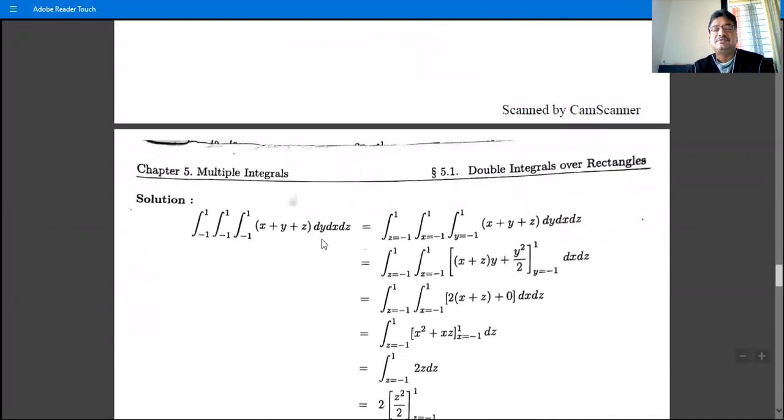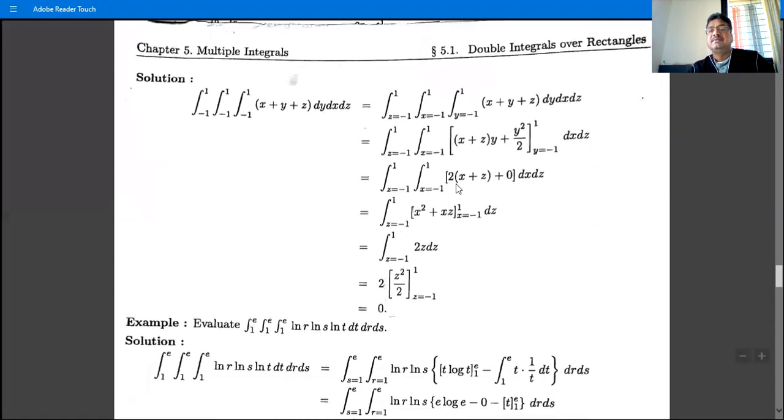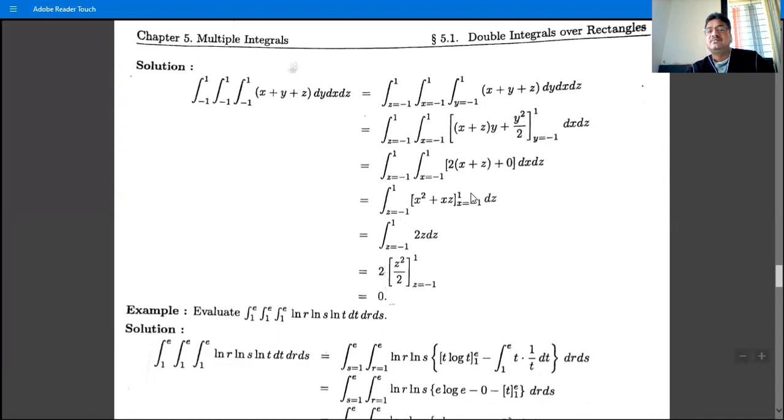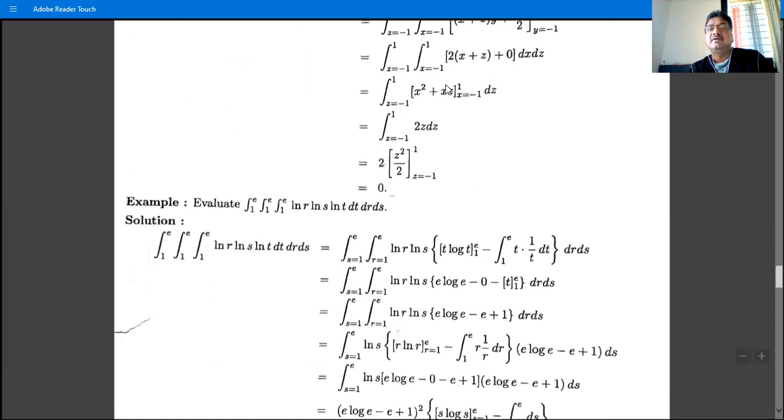With respect to y, the integration is this. With respect to y, x plus z is constant, and the integration of a constant is constant into variable. We have this answer, and then value at the upper limit, that is substitute y as 1, and then y as minus 1. So value at the upper limit minus value at the lower limit. We have this answer. Then its integration with respect to x is this. Then again minus 1 to 1, lower limit, upper limit. Then substitute x as 1 and x as minus 1.